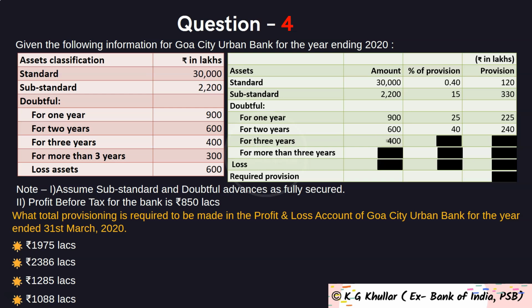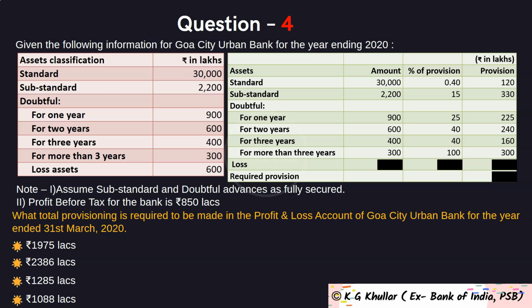Then next we have, for 3 years, amount given is 400 lakhs and percentage of provisioning is also 40%. So 40% of 400 equals 160 lakhs. And lastly, doubtful for more than 3 years, amount given is 300 lakhs and provisioning percentage is 100% as per our chart. So 100% of 300 equals 300 lakhs.